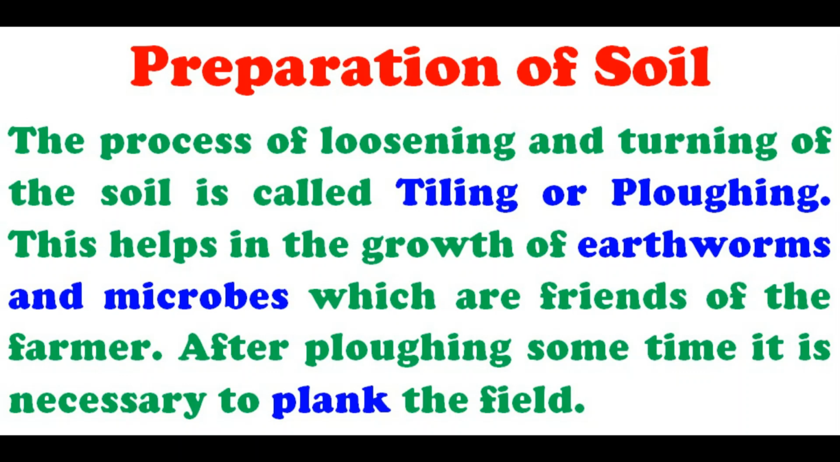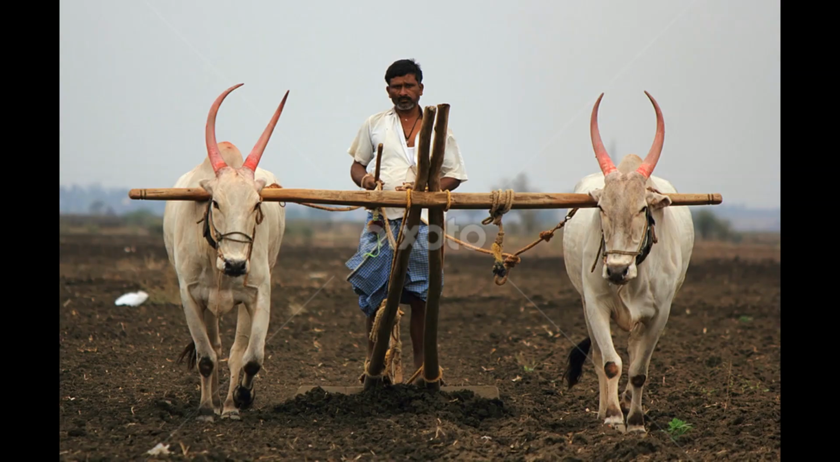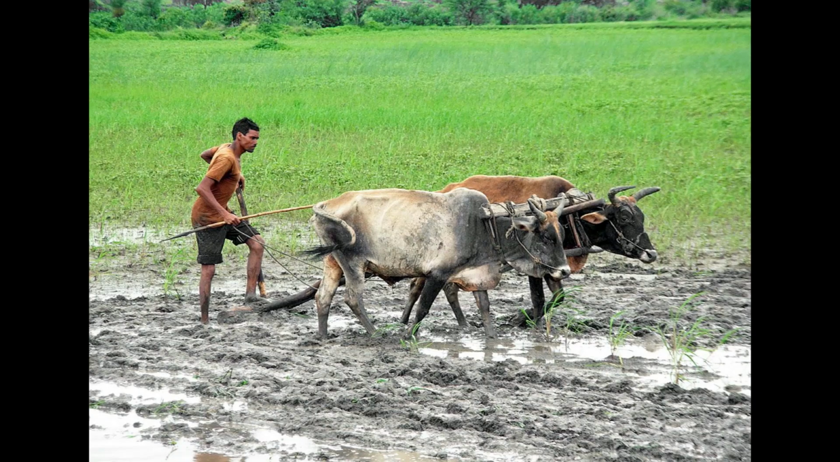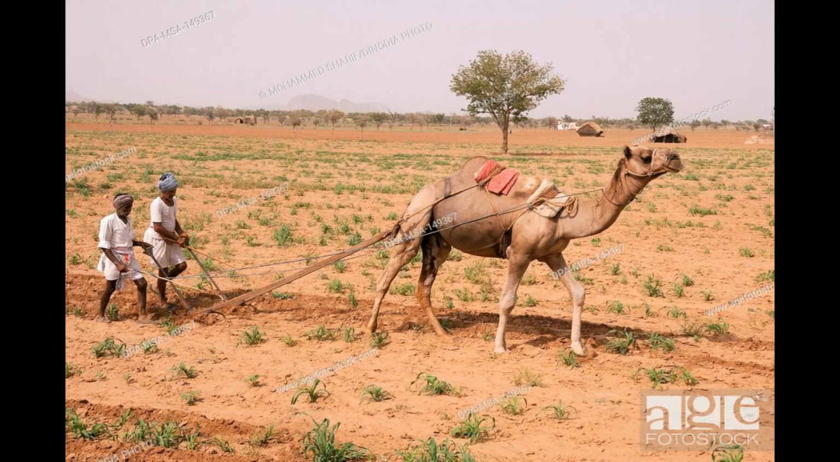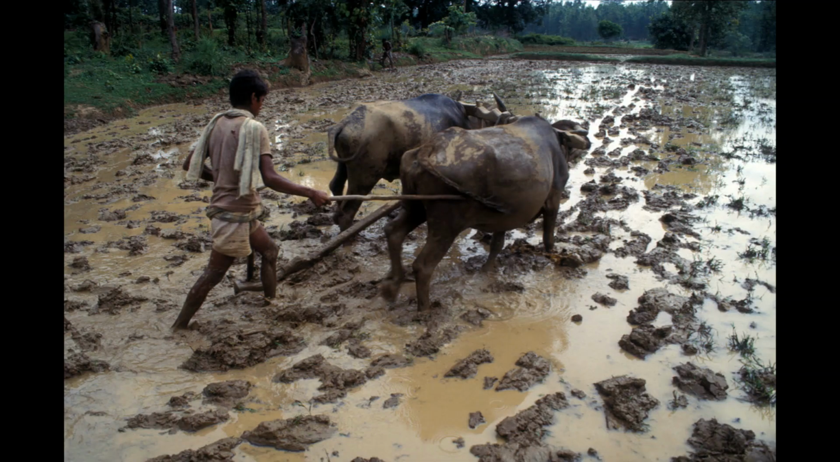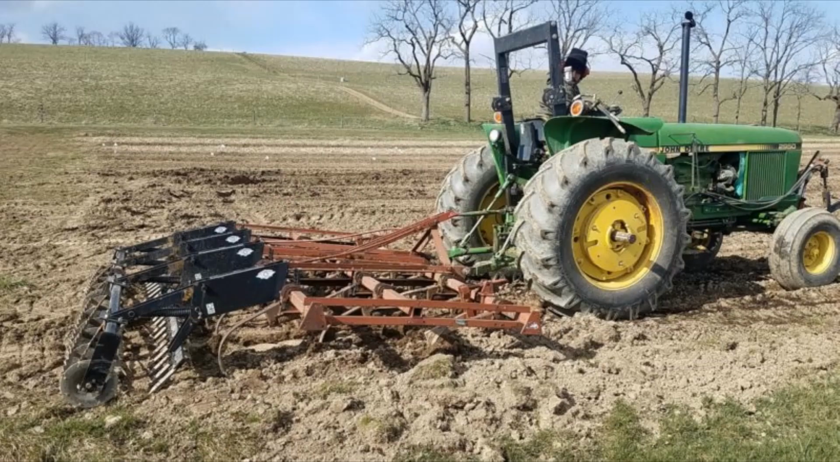Now, preparation of soil can be divided in 2 or 3 parts, that is planking, tilling, ploughing, and this can be also done by traditional methods or modern methods. Traditionally, we use animals and a plough for loosening up of the soil. And according to the modern machines, we use tractors, different types of tractors to loosen up the soil.